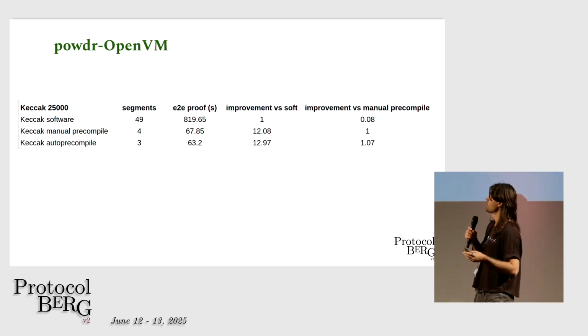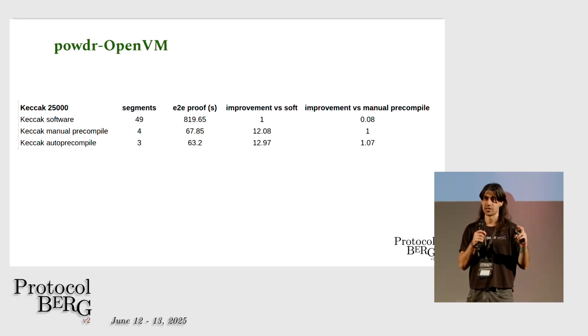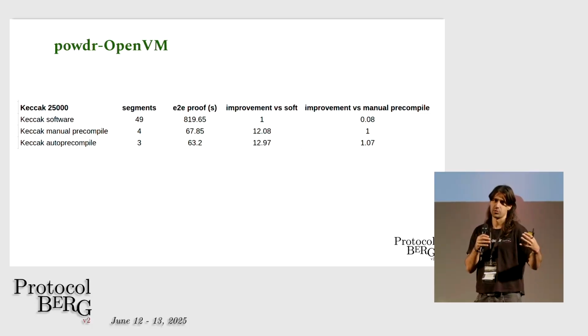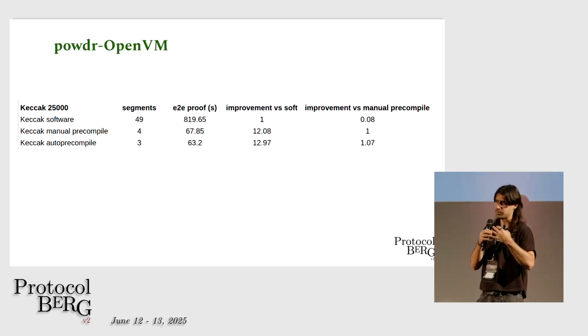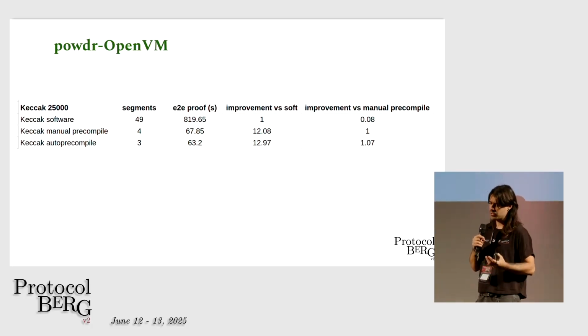So what happens is we end up with 49 segments. A segment means one portion of the whole execution. If you try to make one zk proof for the whole execution, it would be too big. It just wouldn't fit in a single zk proof. So you have to break the execution down into several segments so that you can make several proofs for it and then aggregate them together. So the software one actually takes 49 segments. It's a pretty long execution trace.